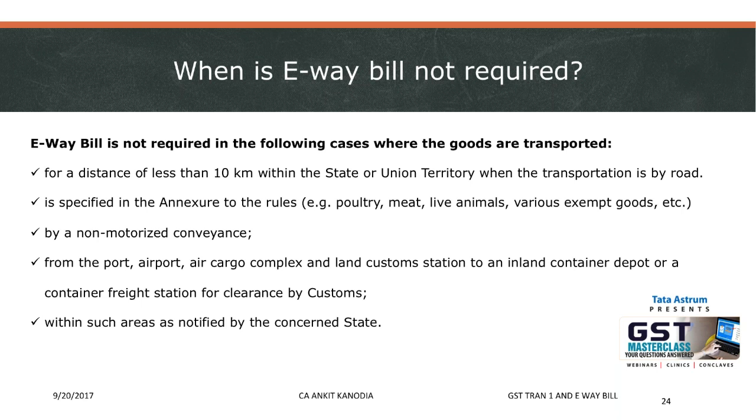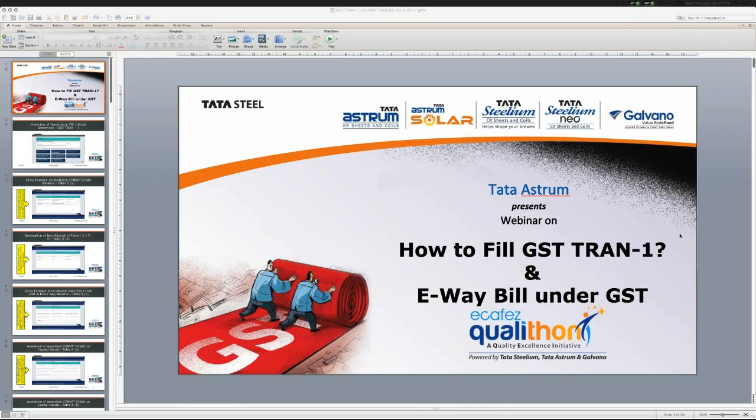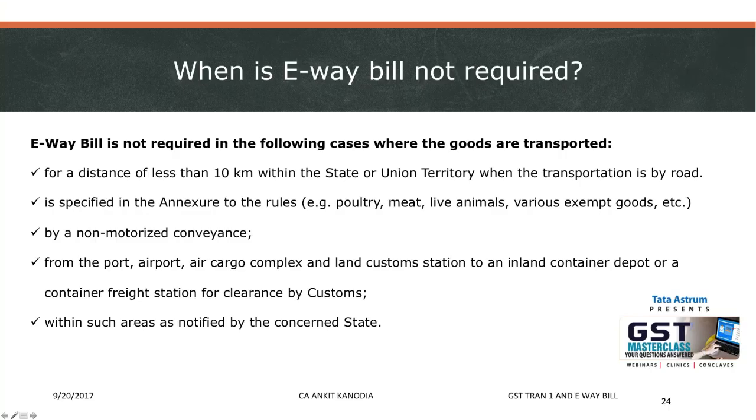What is non-motorized conveyance? Rickshaws, carts, maybe two-wheeler, but a two-wheeler would, I think, be included if somebody is transporting goods by two-wheeler, as that may be a part of motorized conveyance also. So if you are transporting goods through motorized conveyance, then only this e-way bill procedure would come up. If it is non-motorized conveyance, then it is not required.